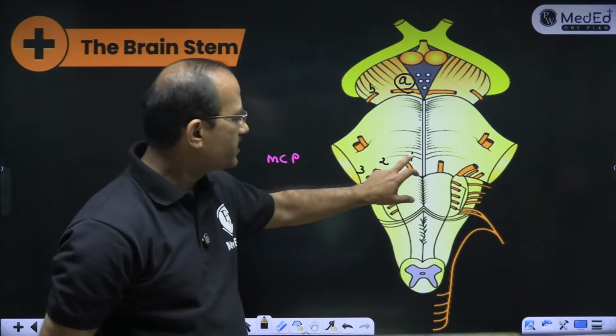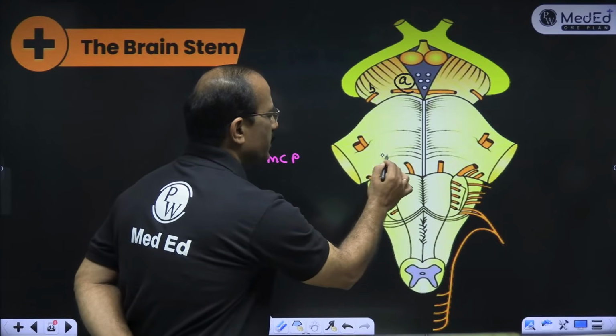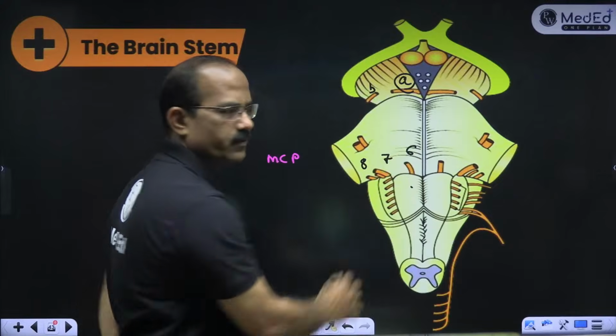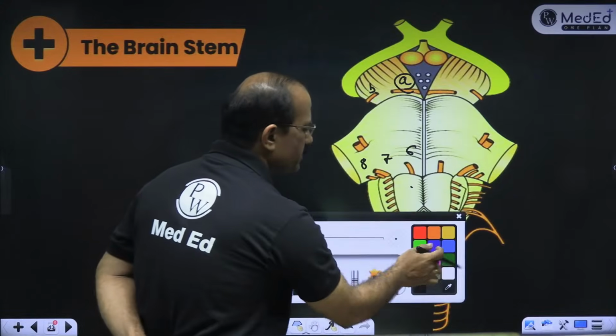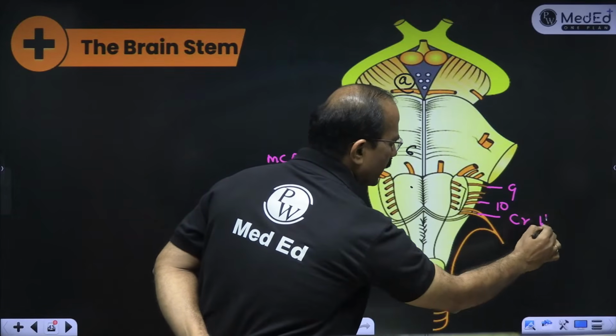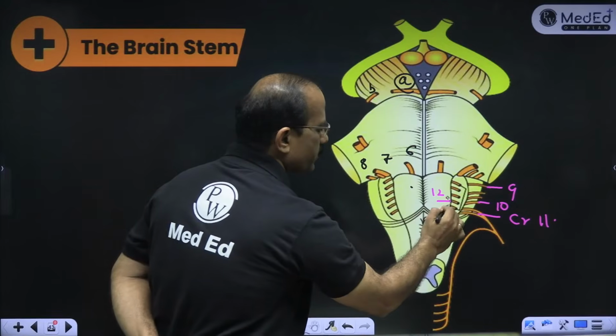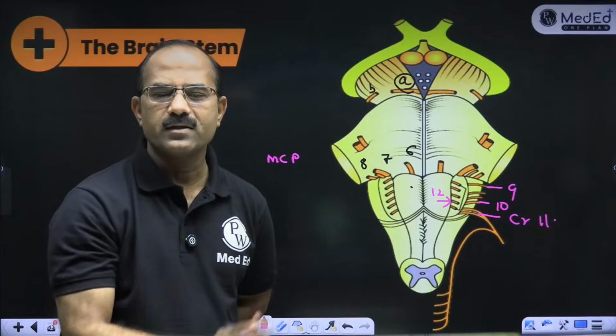6, 7 and 8. This is the 6th nerve, that's the 7th nerve, and that's the 8th nerve. Fine. What is this? Who is this? This is the 9th, 10th, and this is the cranial accessory, and that's the 12th nerve.